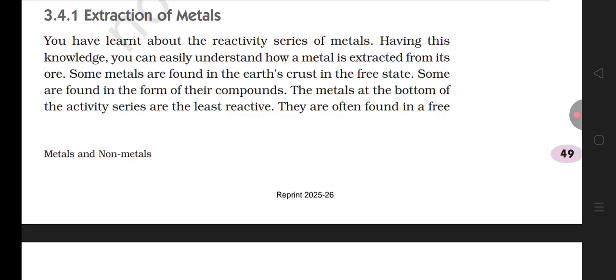Now there are some metals, dear student, a category of metal which are found in the free state. Some are found in the form of their compounds.